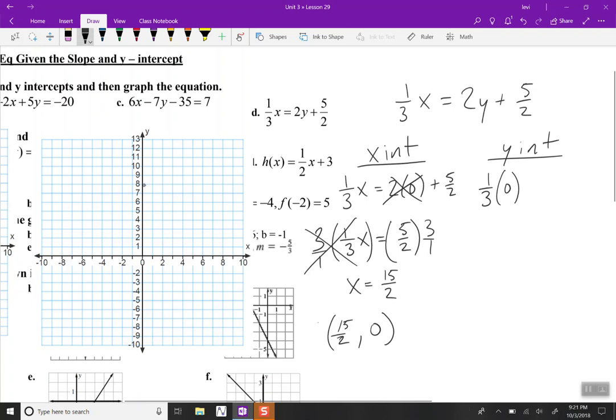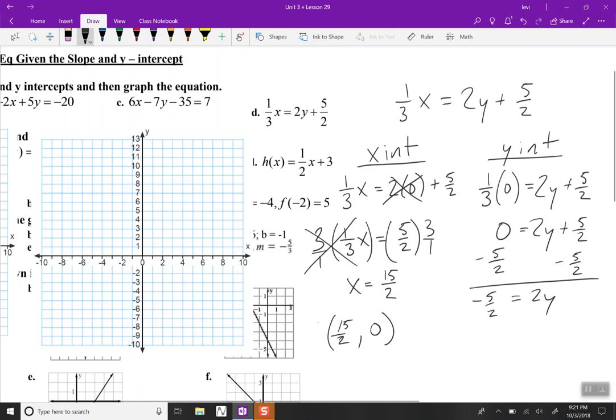because on our y-axis, all of our x values are 0. So we're substituting in a 0 for x, 2y plus 5/2. Right? So really that makes this 0, because 0 times anything makes 0. And what do we need to do? Well, we need to get that 5/2 on the other side. So subtract 5/2. Subtract 5/2. We get 2y equals negative 5/2.